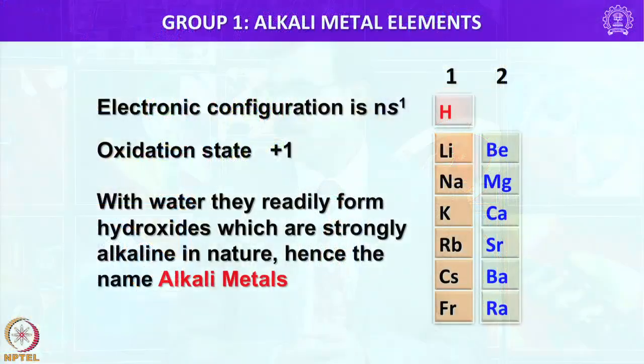Group 1 elements are essentially called alkali metals, and the electronic configuration is ns1, that is, they have one electron in their valence shell, and as a result the oxidation state of alkali metals is +1. And here I have listed all the alkali metals in group 1, of course including hydrogen. Of course, I am not going to discuss hydrogen.